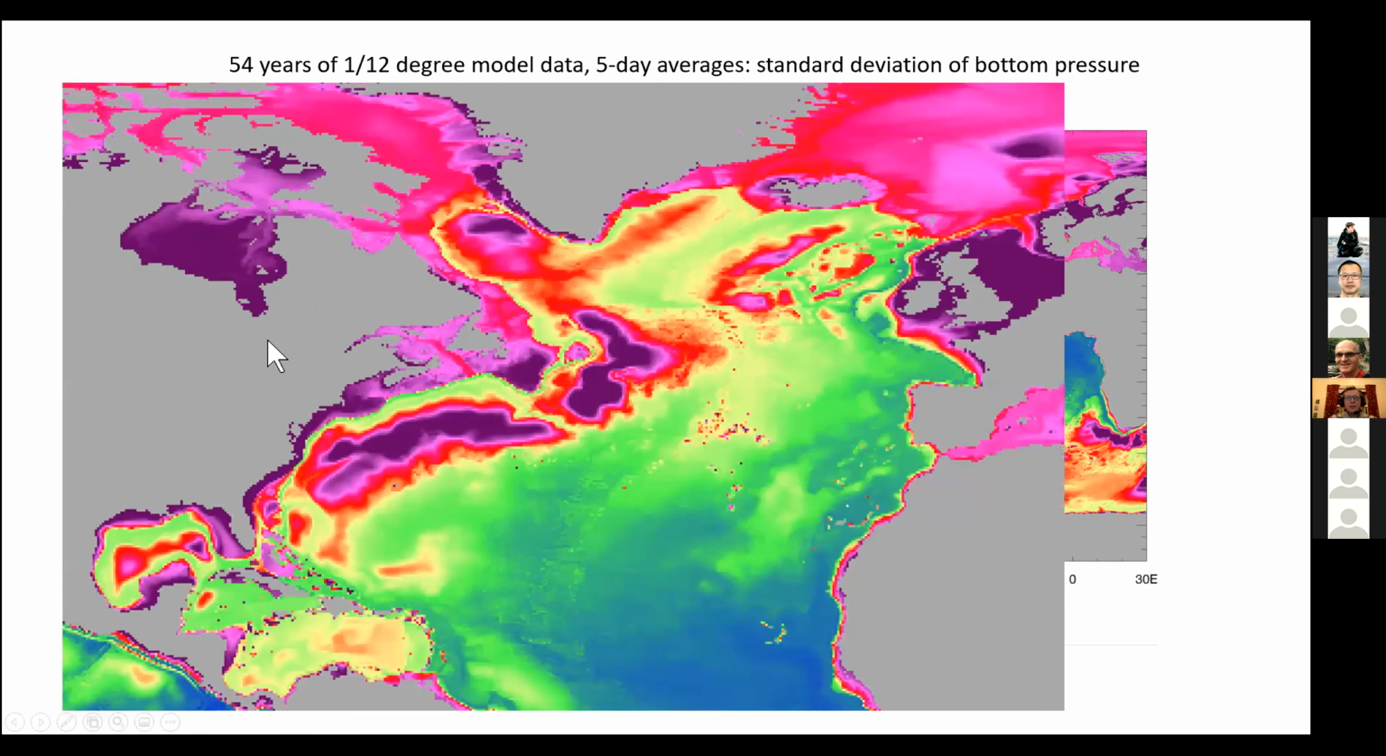But the thing I really want to focus on here is, you see this strip of very low variability between the high variability on the shelf and the high variability in the abyss. We're down at a couple of centimeters along the continental slope region, and all down the eastern boundary as well. Very low variability on the continental slope.